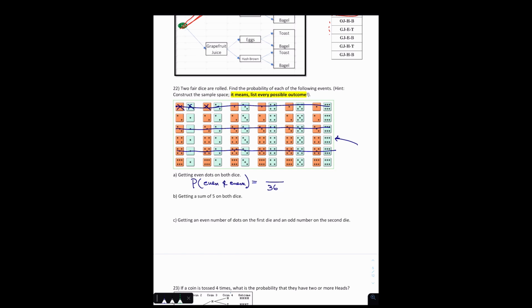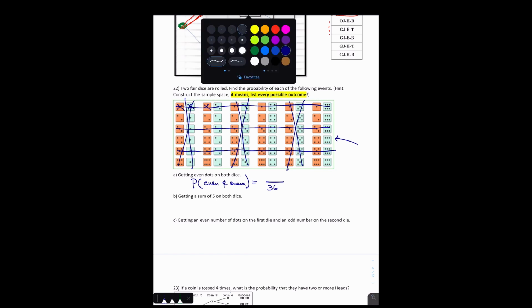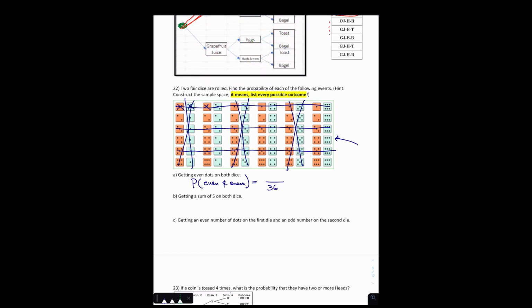Now, this column is out because the second ones are all odds. This column is out, this column is out. So at this point, it's not that difficult for me to trace how many of these outcomes have even numbers on both dice. This one's one of them, 2 and 2, they're both even. 2 and 4, 2 and 6, 4 and 2, 4 and 4, 4 and 6, 6 and 2, 6 and 4, and 6 and 6. So if I add the red circles, I have 1, 2, 3, 4, 5, 6, 7, 8, 9. So there are 9 out of 36 outcomes that have even numbers on both dice.